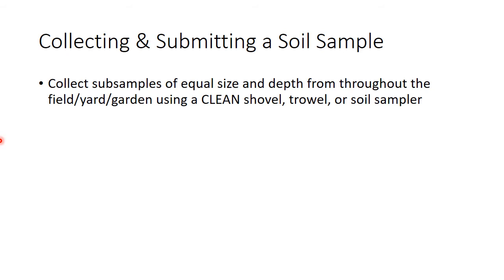All right, so to collect a soil sample, the best thing to do is collect a whole bunch of subsamples, make sure they're all equal size and all down to the same depth, and do this throughout the whole field or yard or garden. If you're doing it for a field, it's good to break it up by soil mapping units or different managing units for the field, whatever size you want to do, and then use a clean shovel, trowel, or a soil sampler to collect those.